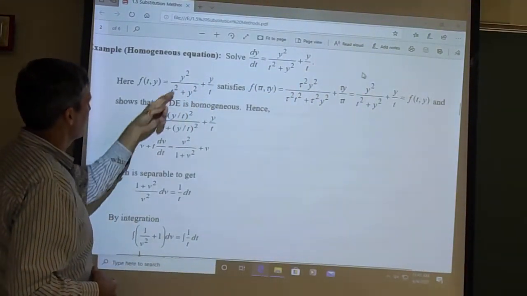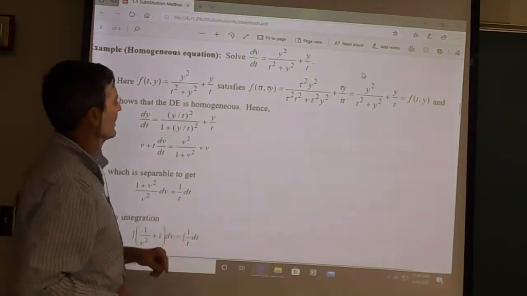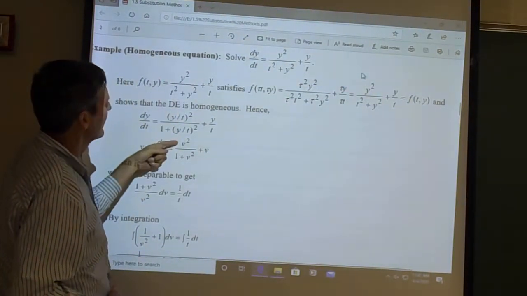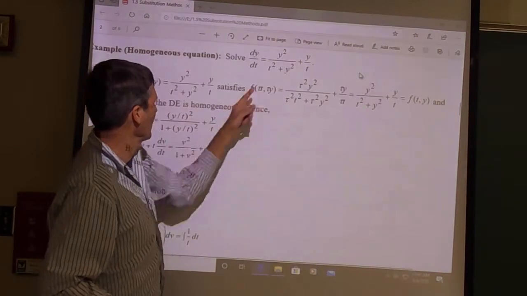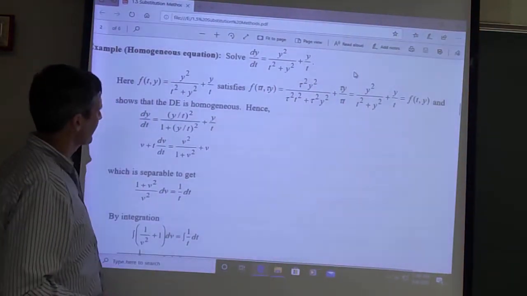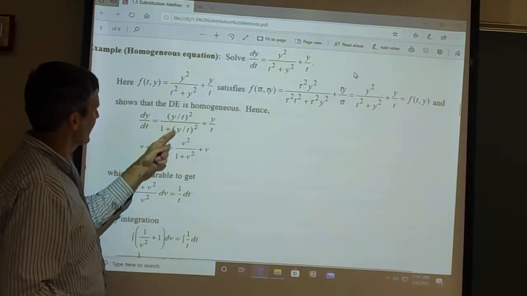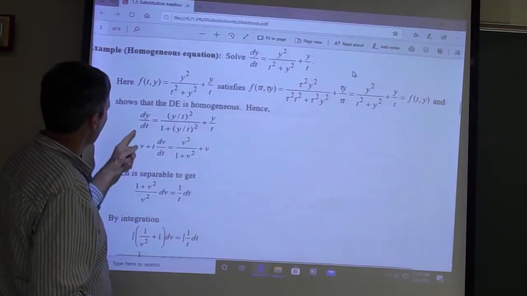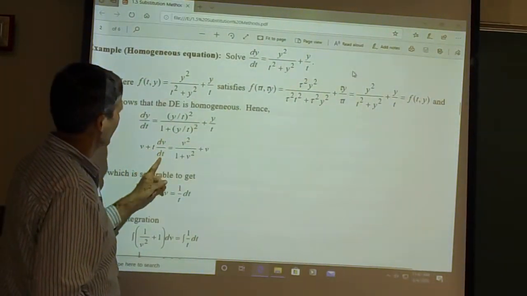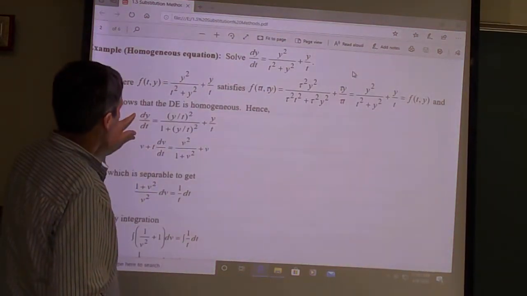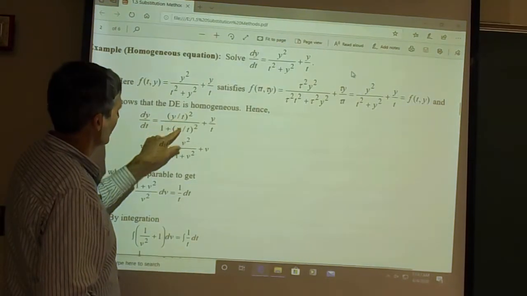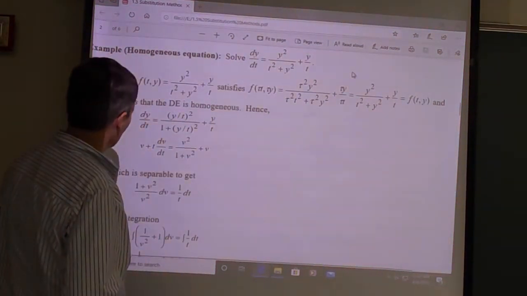So we rewrite it by doing what I saw instantly: just dividing top and bottom here by t squared to get this, and leaving this one alone because it's already y over t. And then y over t is v, y over t is v, and dy/dt gets replaced with v plus t dv/dt. So for a homogeneous equation, replace dy/dt with v plus t dv/dt, replace each y over t with v, and now this is separable.